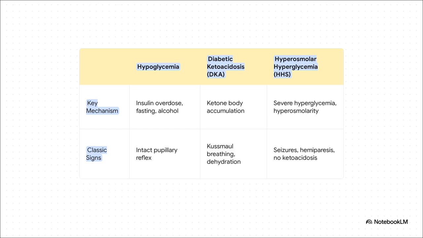In HHS, on the other hand, the enemy isn't acid, it's profound dehydration from insanely high sugar levels. HHS can even fool you by looking like a stroke, causing things like seizures or weakness on one side.